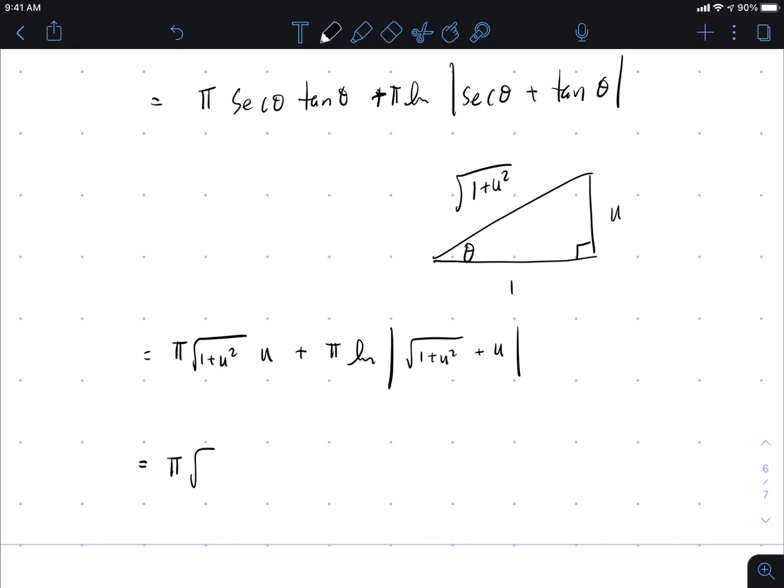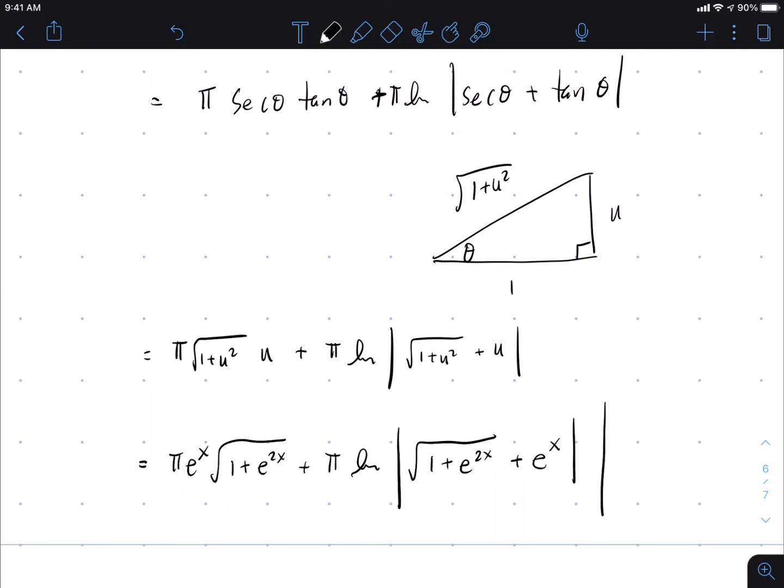So I'm going to get root of 1 plus e to the 2x. In fact, let me write it so it's cleaner for you. I'm going to go pi e to the x root of 1 plus e to the 2x plus pi ln of root of 1 plus e to the 2x plus e to the x. And now I can evaluate it at its bounds. What were the bounds for this problem at the very, very beginning? 0 and 1. 0 to 1.